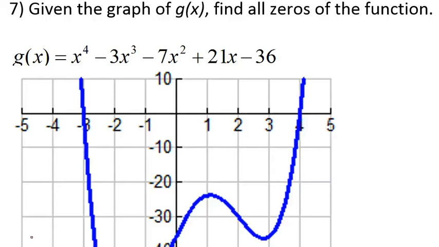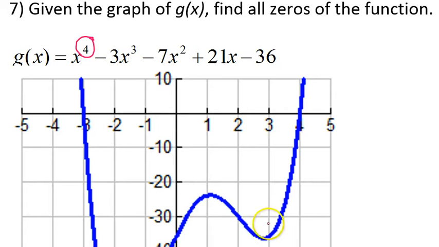All right, on number 7, we're given this graph, and we're supposed to find all of the zeros of the function. It'd be helpful to know how many zeros there should be, so I know if I have to find any more at all. There should be 4 zeros, because the degree is 4.